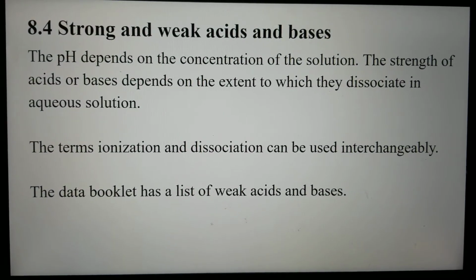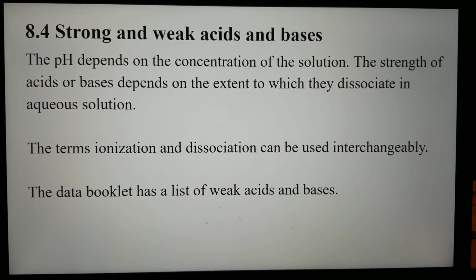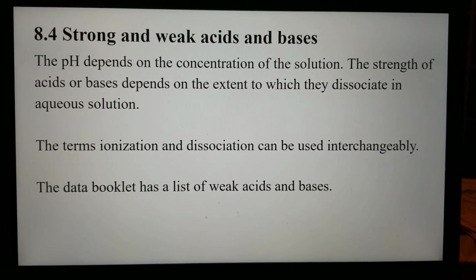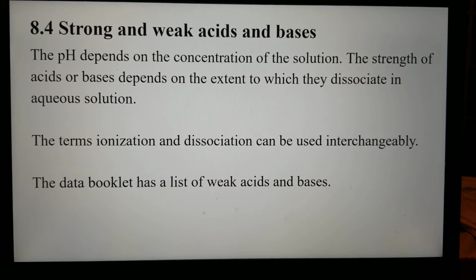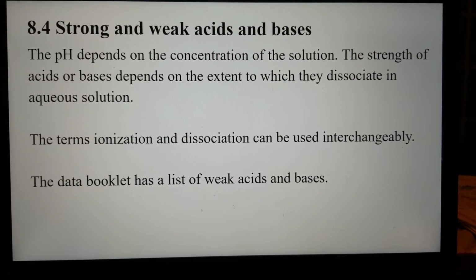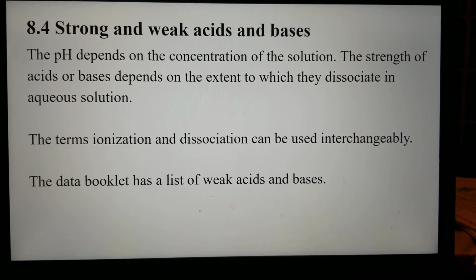Good morning. All right, I'm going to go ahead and finish off the SL topic 8 information. We're going to start with 8.4, strong and weak acids and bases. Again, should be a little bit of a review from 2 years ago. Sophomore year, we went over this.